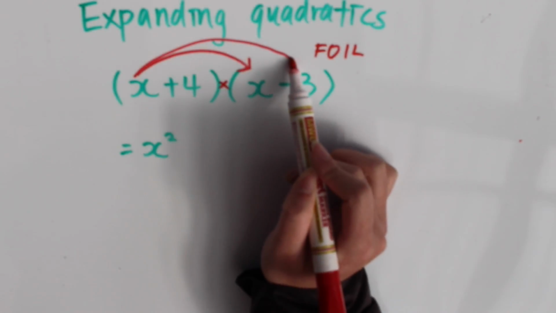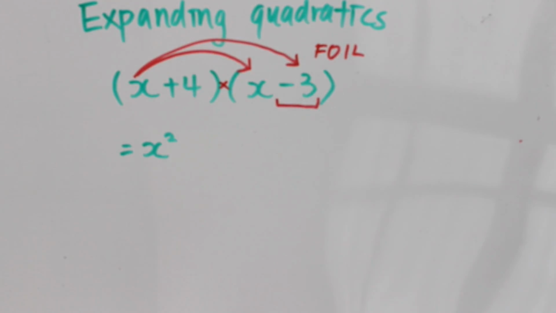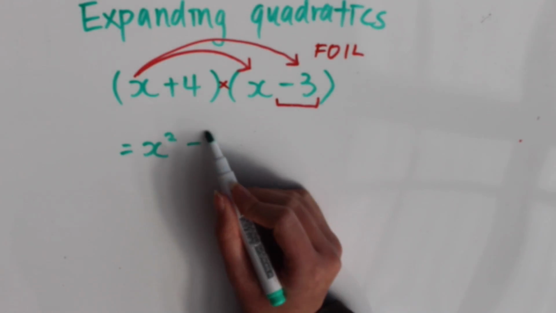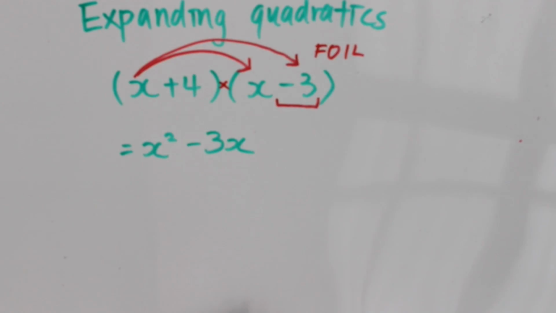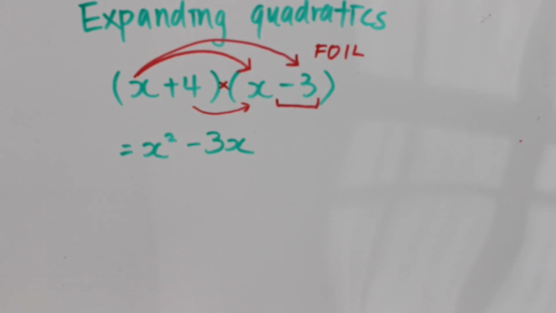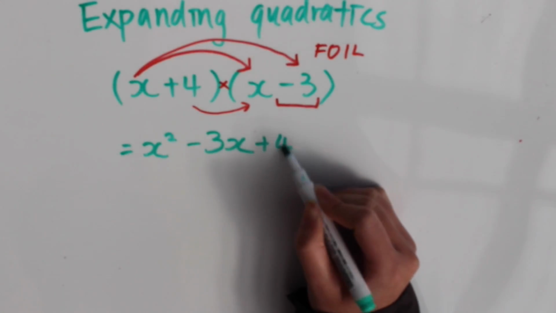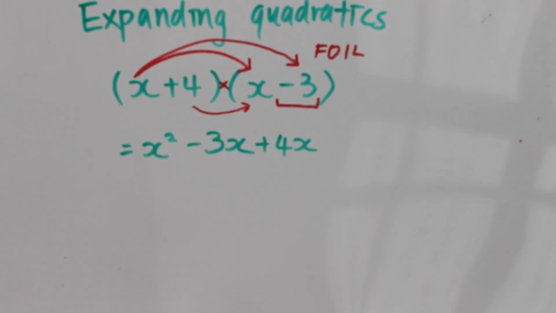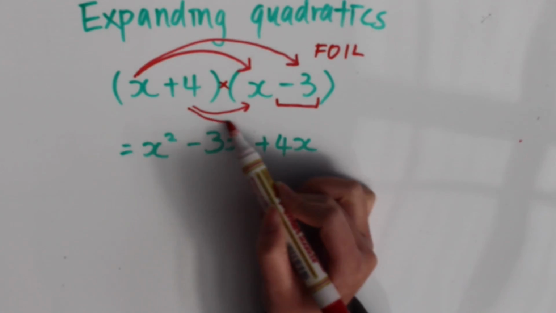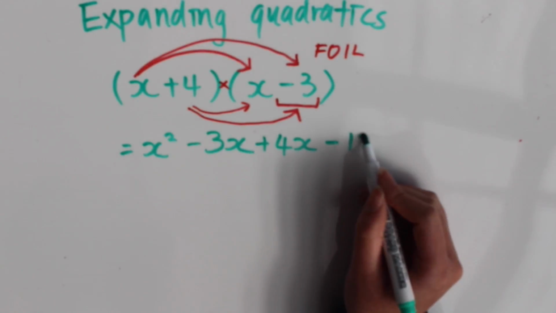O stands for outside, where we multiply the first term of the first bracket and the second term of the second bracket. In this example, it would be x multiplied by negative 3, giving us negative 3x. I stands for inside. We multiply the second term of the first bracket and the first term of the second bracket, which is 4 times x, giving us 4x. And finally, L stands for last, where we multiply the second term of the first bracket to the second term of the second bracket, meaning 4 is multiplied to negative 3 to give us negative 12.